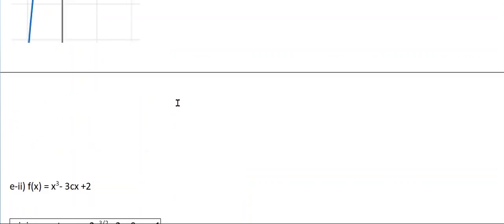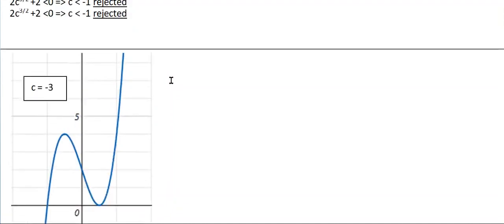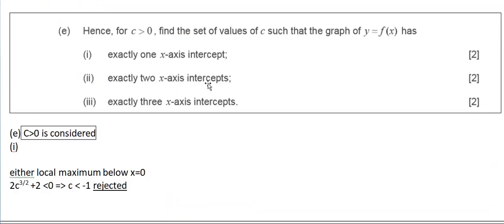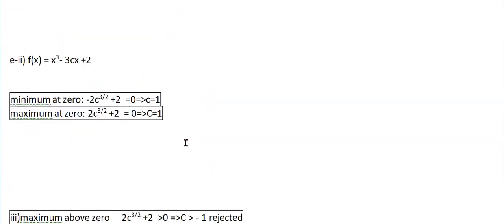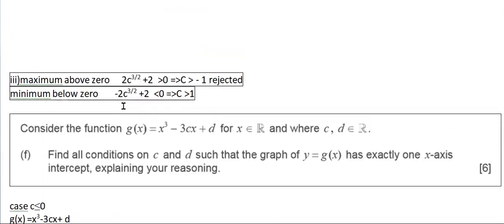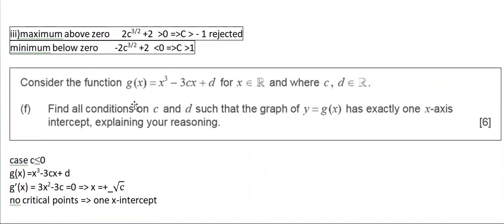That was the cases for, just a moment, part 2. Part 2 is exactly 3 x-intercepts. We have another story. For 3 intercepts, maximum above 0, then c is more than -1, our minimum below 0, then c is more than 1. This case is accepted.